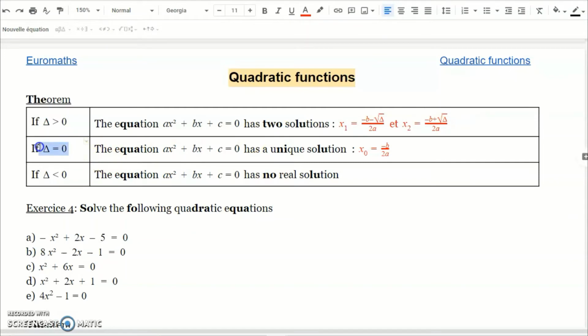If delta is equal to 0, then this equation has only one solution, x0 is equal to minus b over 2a. And if delta is negative, this equation has no real solution.